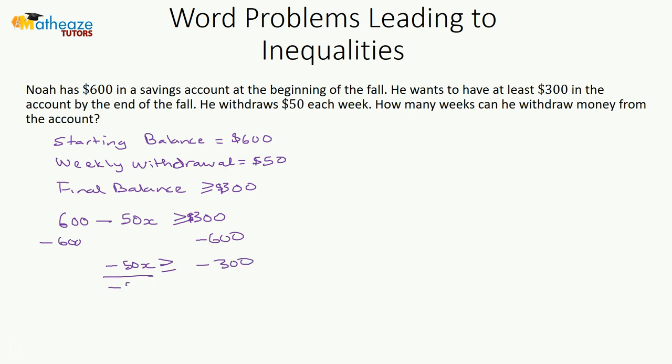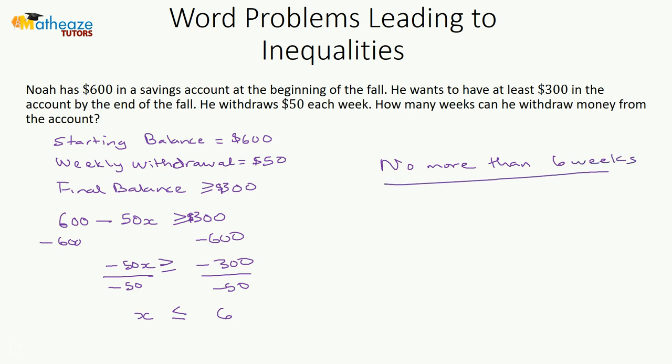Let's divide both sides by negative 50. So x, and then we have 6. Because we're dividing by a negative, we use the opposite sign, which is less than or equal to 6. So how many weeks can he withdraw money from the account? No more than 6 weeks. That's the solution to this problem.